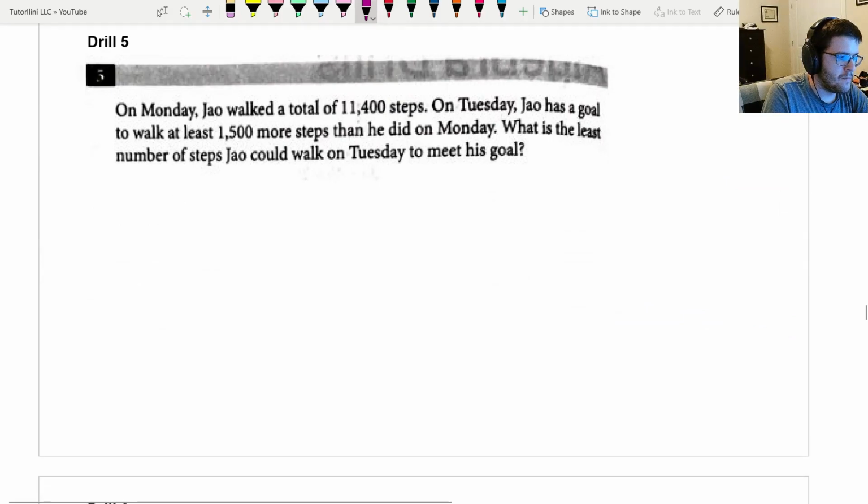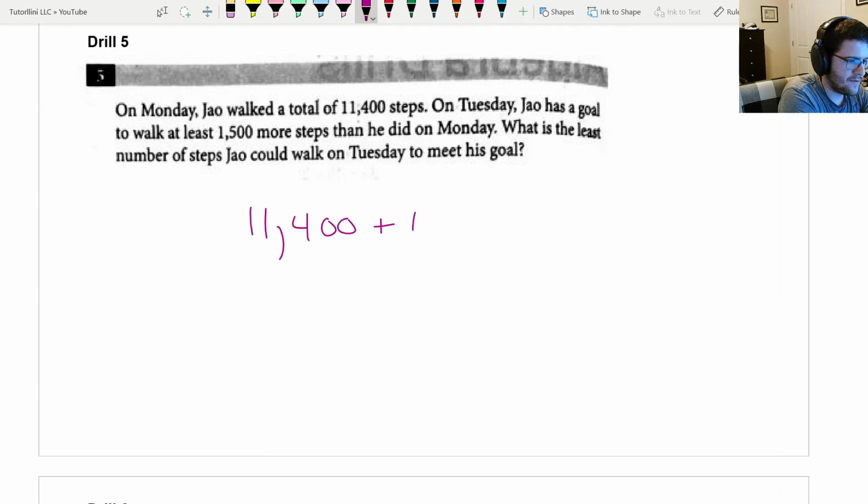Okay. On Tuesday, Zhao has a goal to walk at least 1,500 more steps than he did on Monday. Okay, so 11,400 plus 1,500.